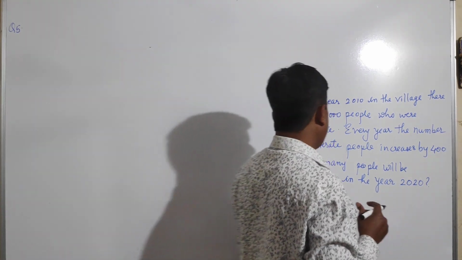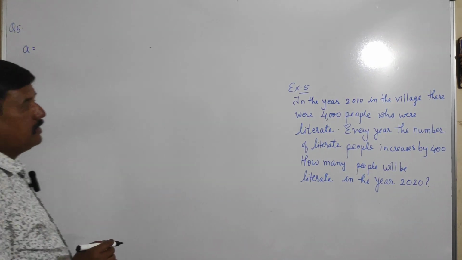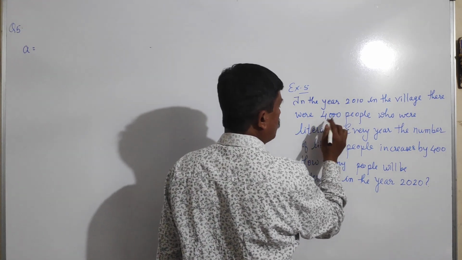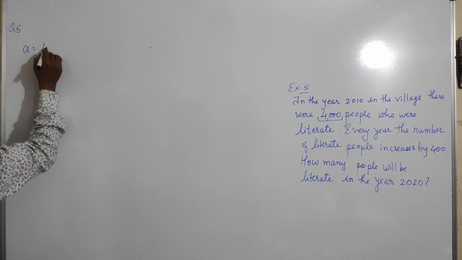Okay. From here, the value of A. How many people are there at the start? 4,000. This is the value of A. A is 4,000.